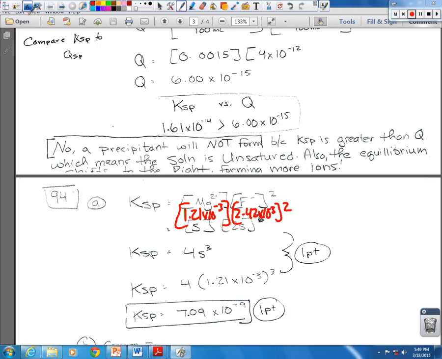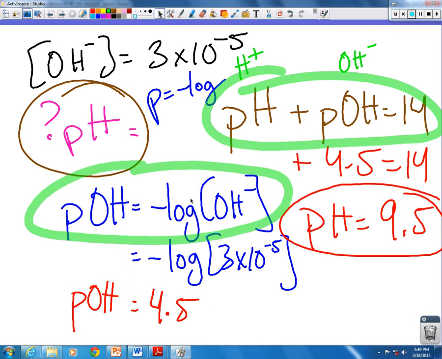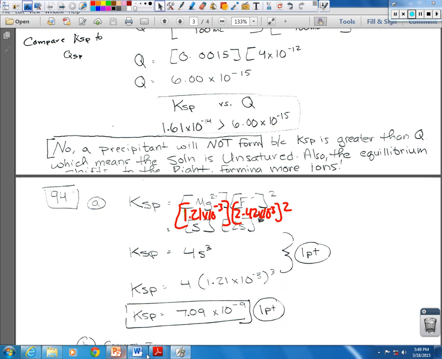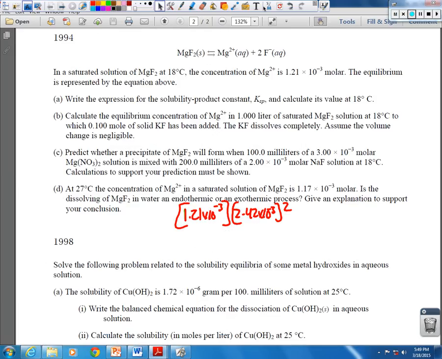Okay? Alright, so here's the reason I want to do this one, and we'll go. Wrong button. Let's get back over here. Let's go to this. So, calculate the equilibrium concentration of Mg2 plus in a 1 liter saturated MgF2 solution at 18 degrees in which 0.1 mole of solid KF has been added, and then KF dissolves completely. Assume the volume change is negligible. So what have we just entered into?